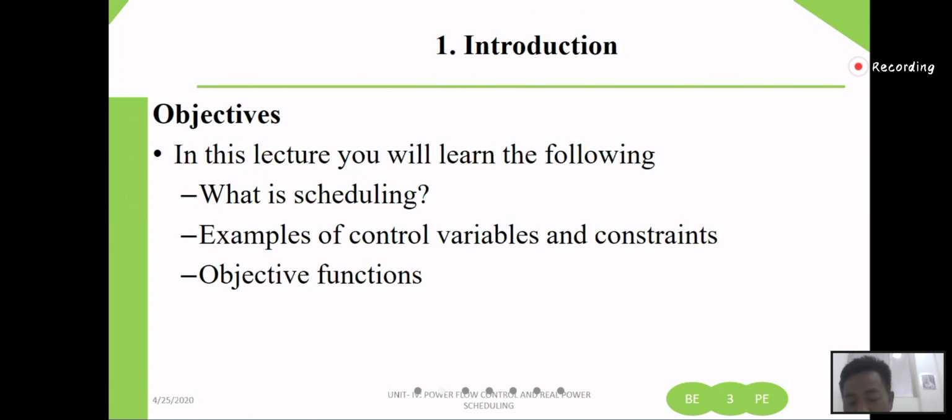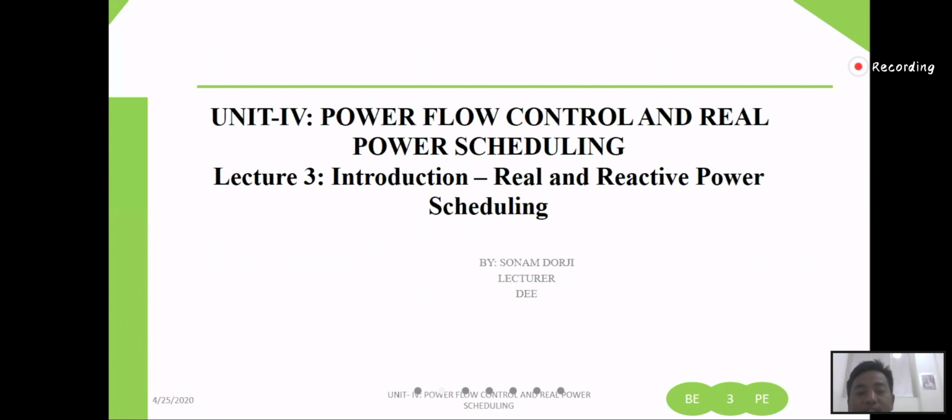Okay, so today we'll see real and reactive power scheduling, how to schedule real and reactive power, just an introduction. Next class we'll see how to schedule, but today we'll see the introduction, like what is meant by scheduling. When somebody says scheduling, what do we understand by scheduling in the power system? What is meant by scheduling in a power system?